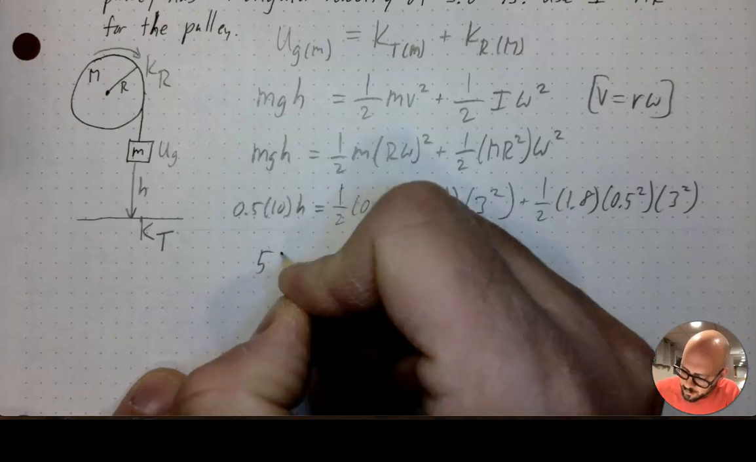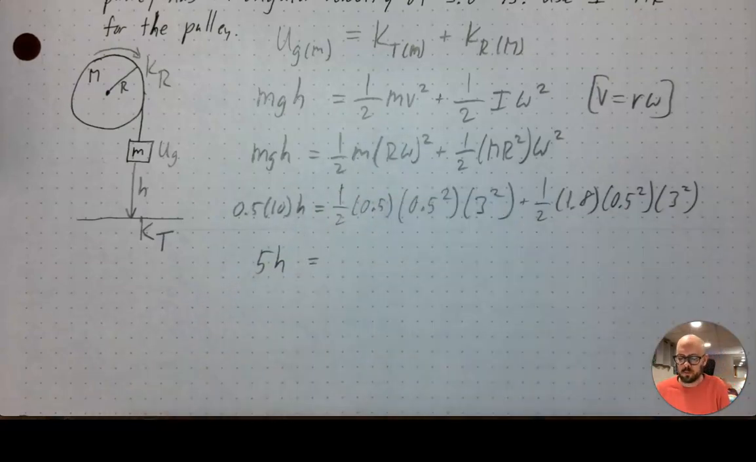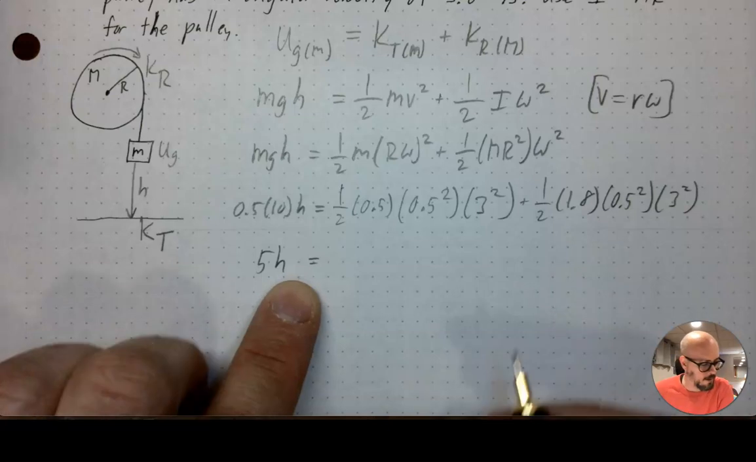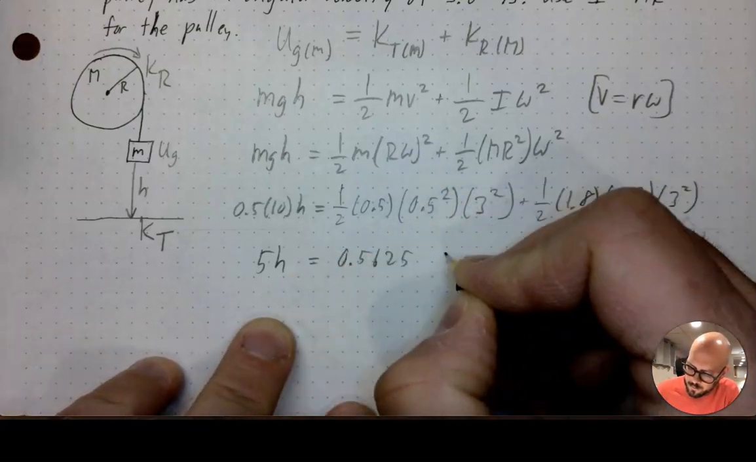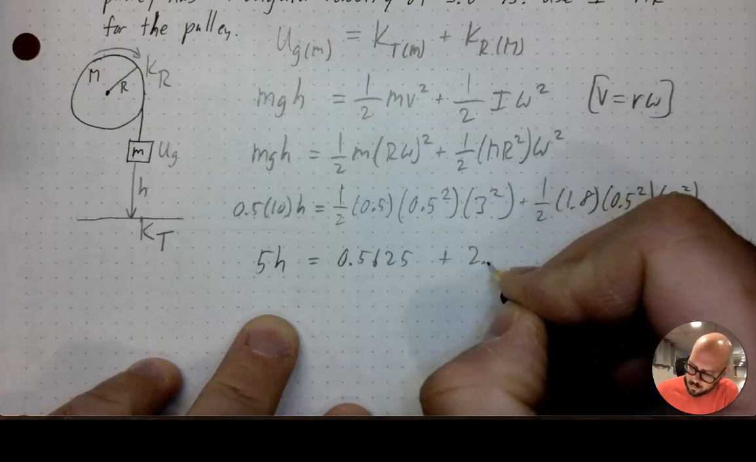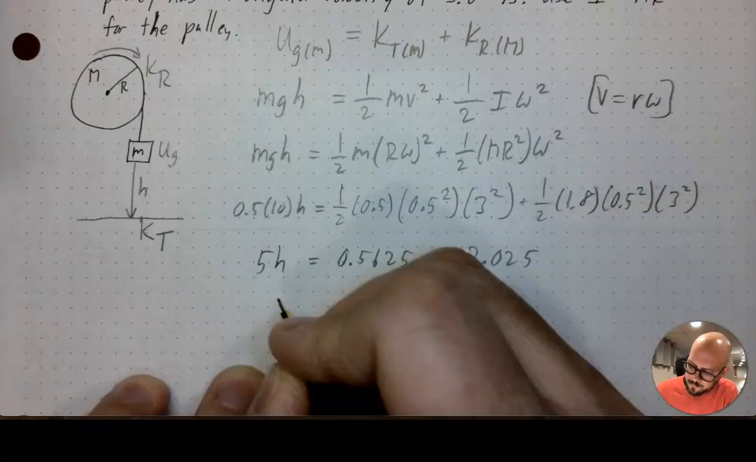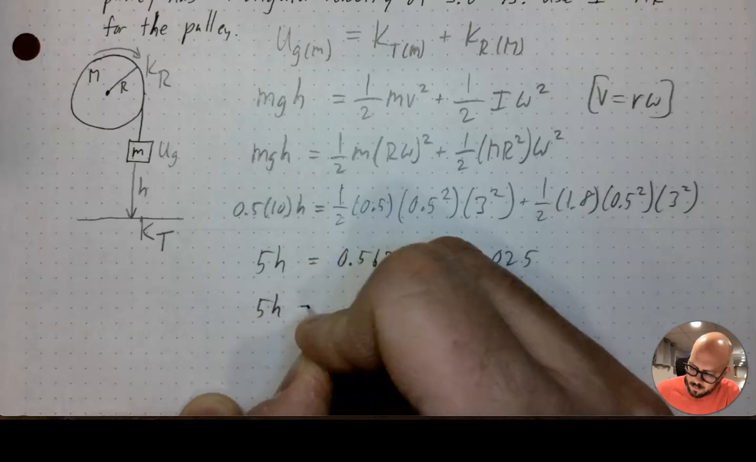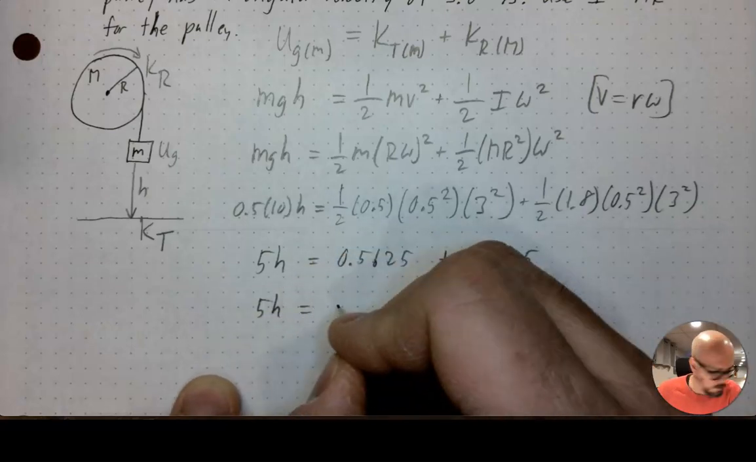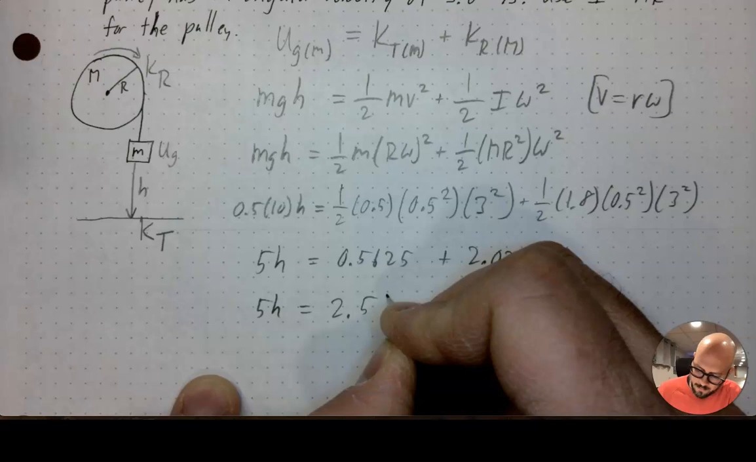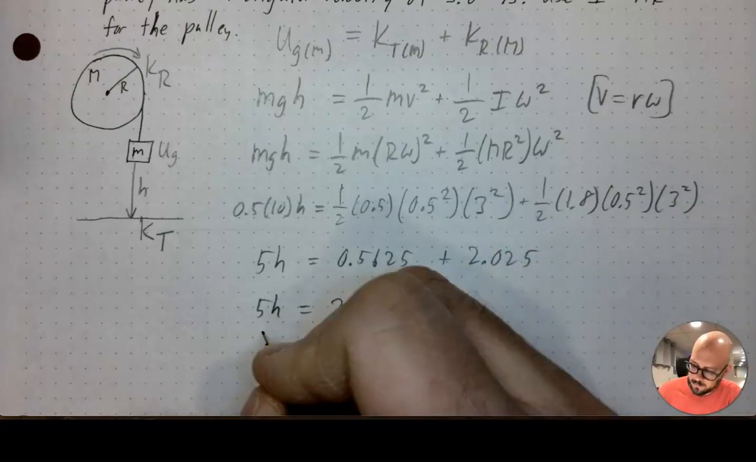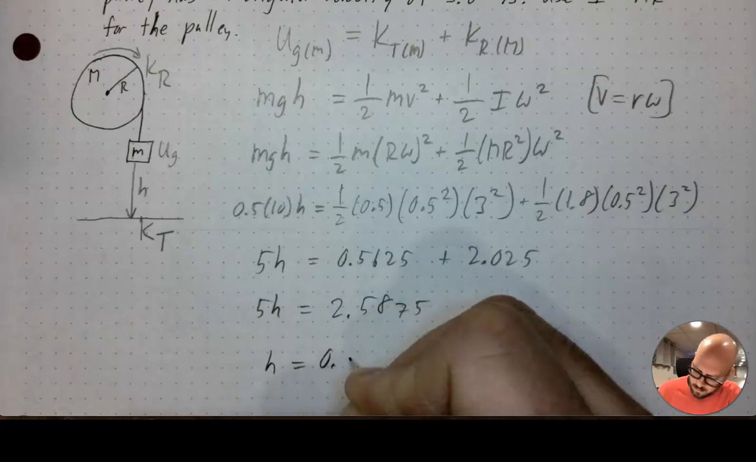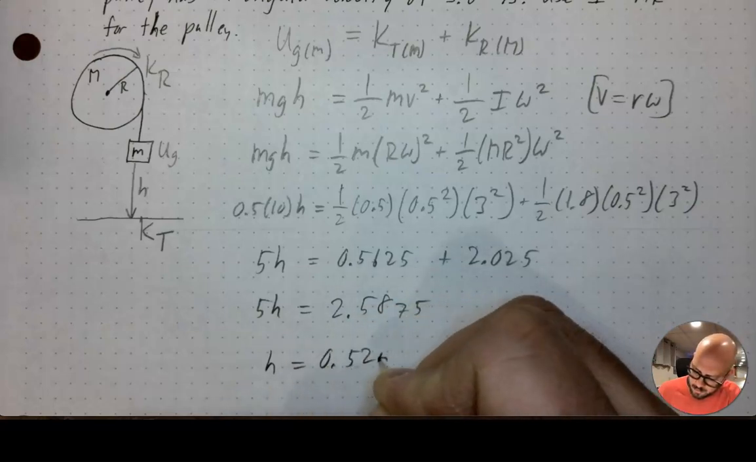If I do all the multiplication, I get 5h equals 0.5625 plus 2.025, and that's going to sum to 2.5875. And if I divide by 5, I get a height of 0.52 meters.